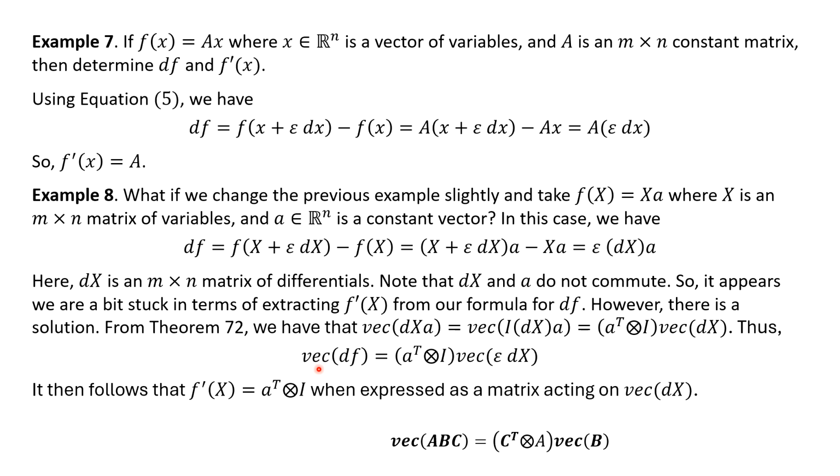Thus we have that the vectorization of df, our differential, equals this here. And you can move the epsilon around wherever you want. So this is kind of in the format we have. And so it then follows that the derivative, f prime of x, equals a transpose Kronecker product with the identity matrix when expressed as a matrix acting on the vectorization of dX.